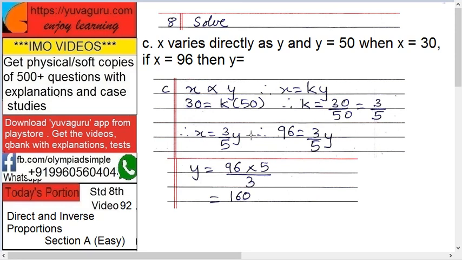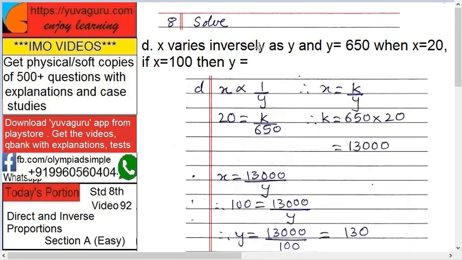Therefore x equals what? 3y upon 5, right? Instead of k, 3 upon 5. Okay. Next, x 96. So 96 equals 3y upon 5. Keep y on one side, remaining everything on the other side. So 96 into 5 upon 3. Solve this, you will get 160. 3 32s are 96, 32 into 5 is 160.